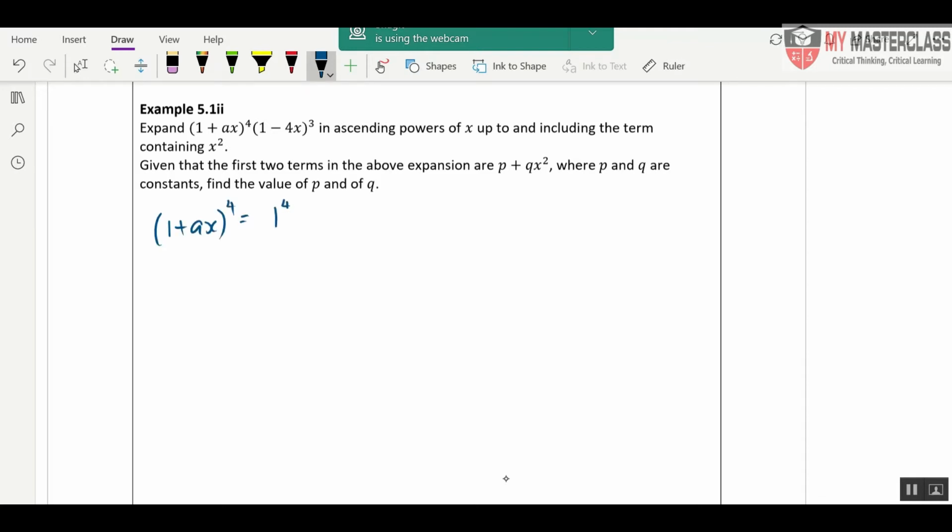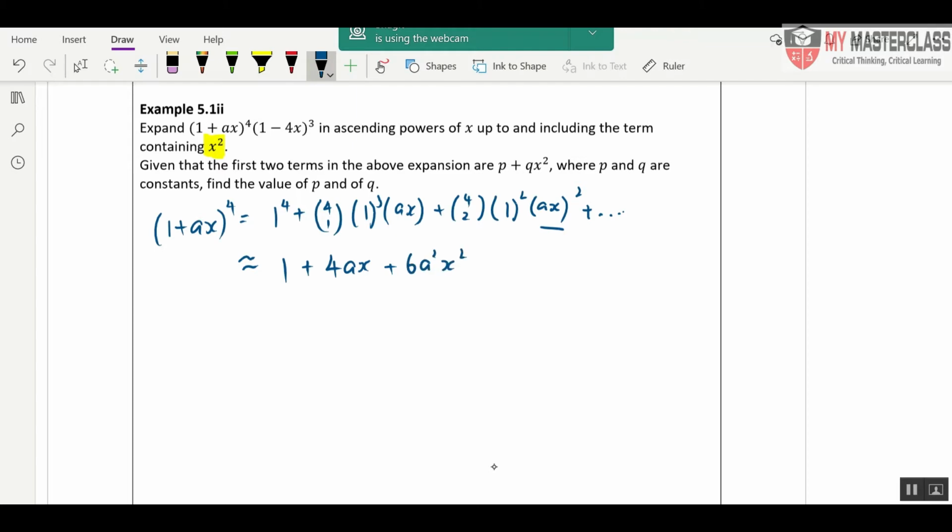This guy is equal to 1 to the power of 4 plus 4 choose 1, 1 to the power of 3 ax plus 4 choose 2, 1 to the power of 2 ax squared. Okay, they want up to containing x squared only. So for this guy, because you are going to have x squared inside, you can stop really. Alright, and this is approximately 1 plus 4ax plus, use your calculator, 4 choose 2, then you will have 6a squared x squared. So this guy is for the 1 plus ax to the power of 4.